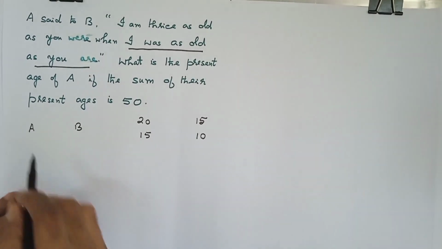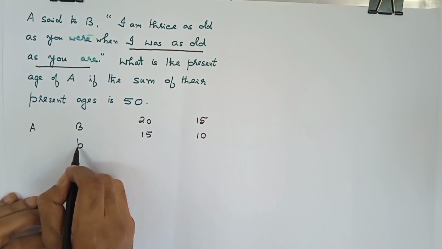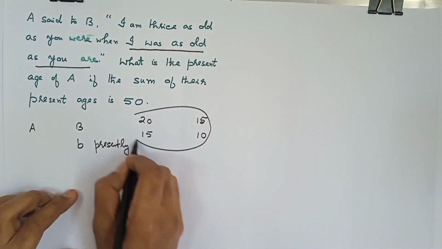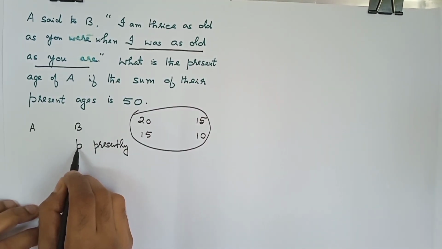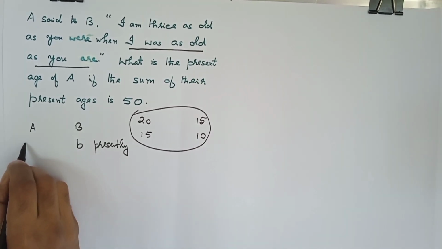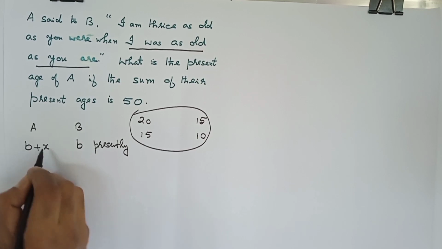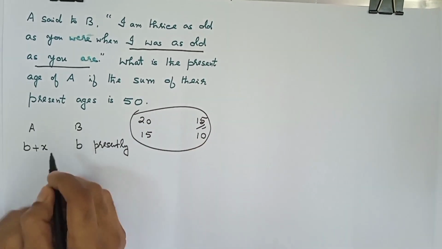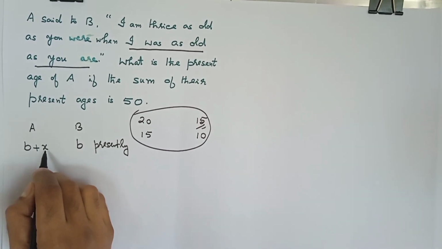Since we know that A is older than B, if you assume that we don't know B's age, let it be B presently. This is an example to keep it aside. So let's assume B be the present age of this man B, and A is the older one. Older one means you can take it as B plus something. Say, for example, if your younger brother is 15, you are 15 plus 5. In the same way, B is B, A will be B plus something, and that something is X.